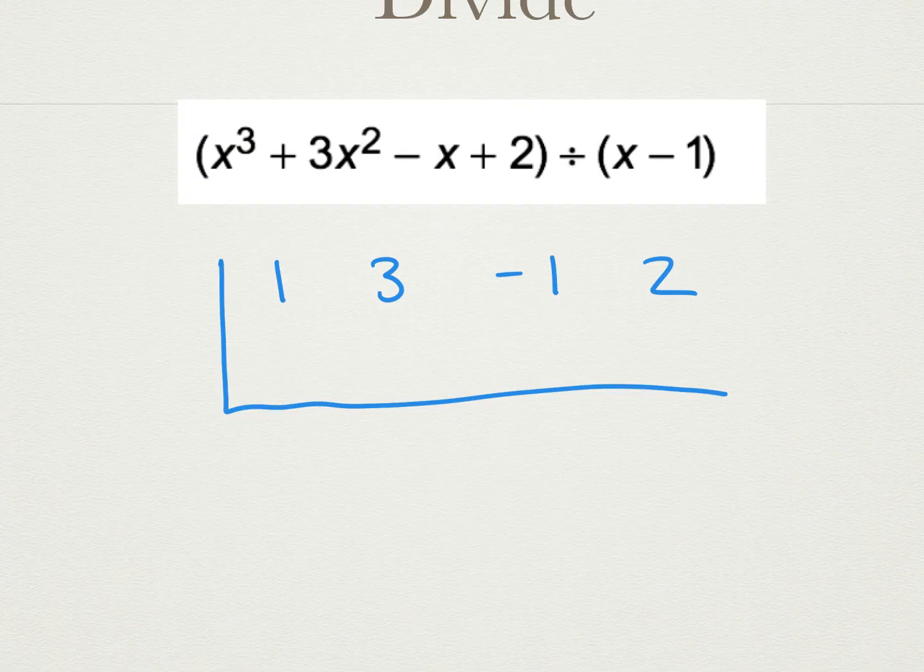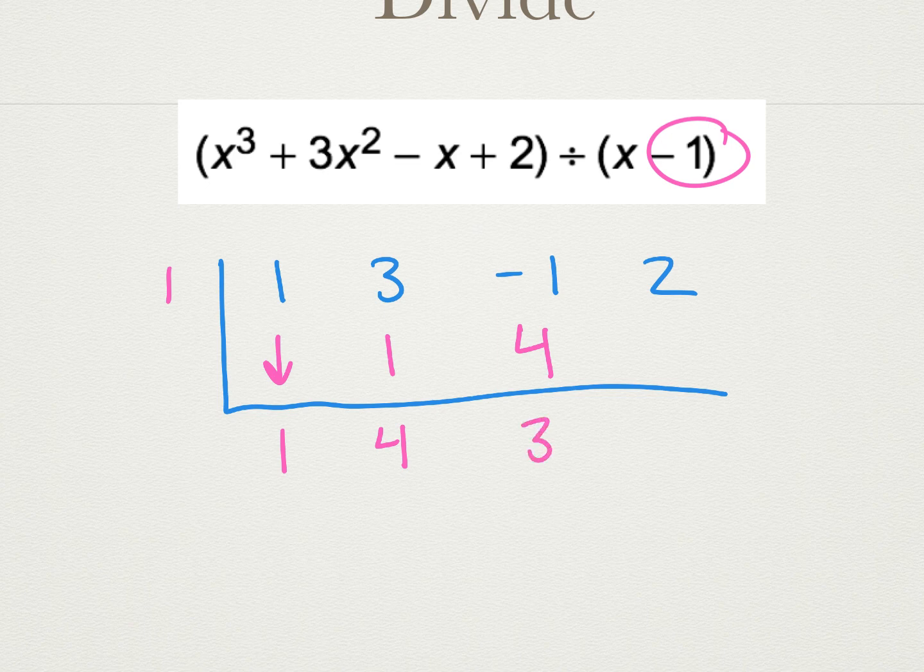What goes outside the box? Positive 1. What do I do first? Drop down the 1. What do I do to the numbers on the outside? Multiply. 1 times 1 is? What do I do to the numbers on the inside? Add. 3 plus 1? Numbers on the outside? Multiply, and it's 4. And then negative 1 plus 4? 3. And then 3 times 1 is?